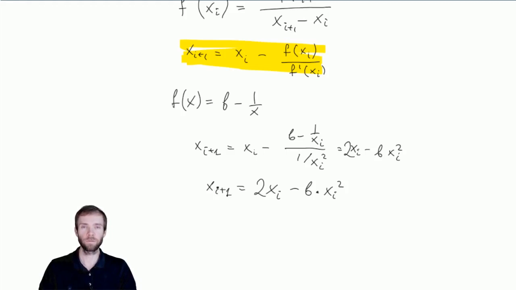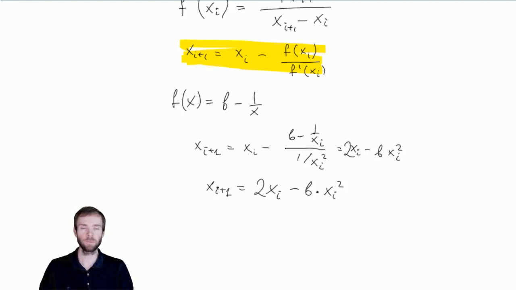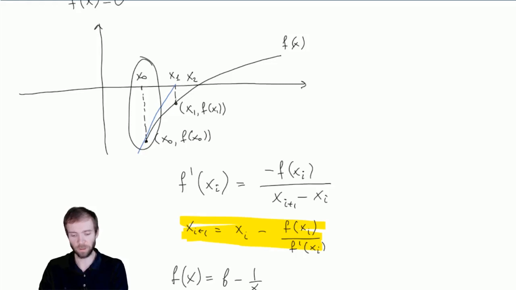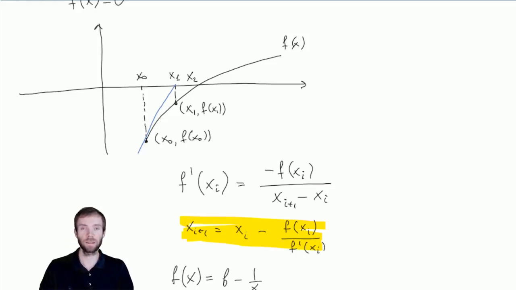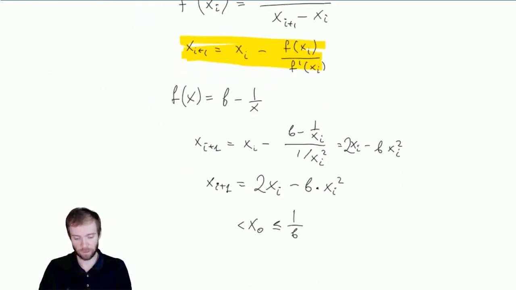Now we need to track how fast this sequence of x_i's approaches the actual 1 over b, the actual root of this equation. Let's assume that we have the picture as the one that is shown here. So our first approximation was slightly less than the root of the equation, than 1 over b, and strictly greater than 1 over 2b.